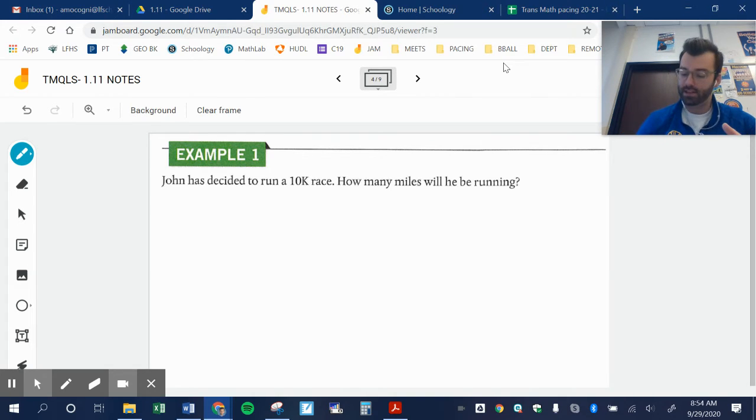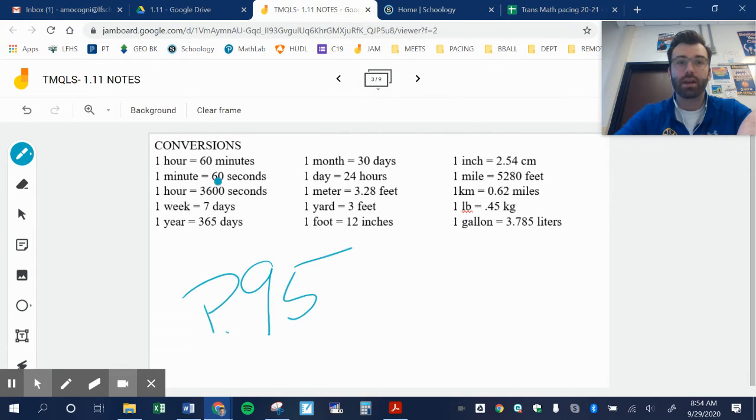So we want to convert that to miles. I want to think about my conversions here. I look back at my table, looking for miles. Here's miles: 1 kilometer is 0.62 miles. So that's going to help me out there.